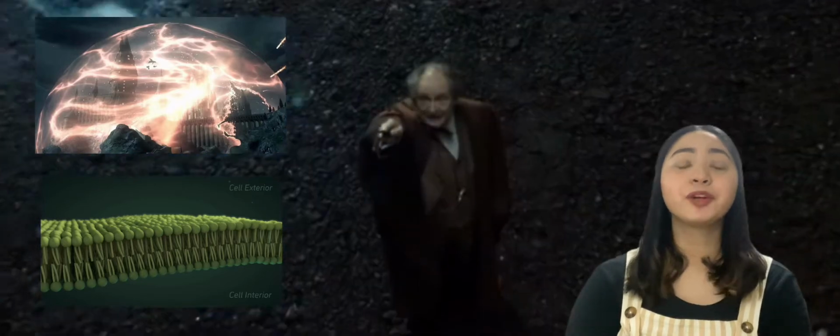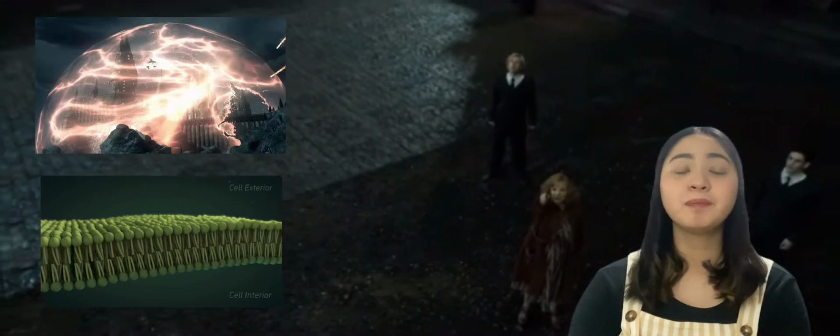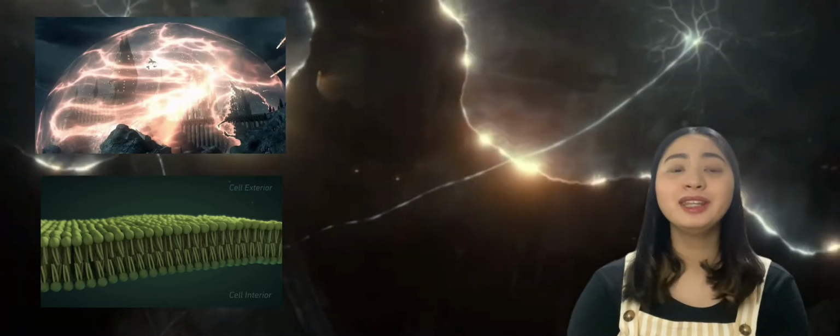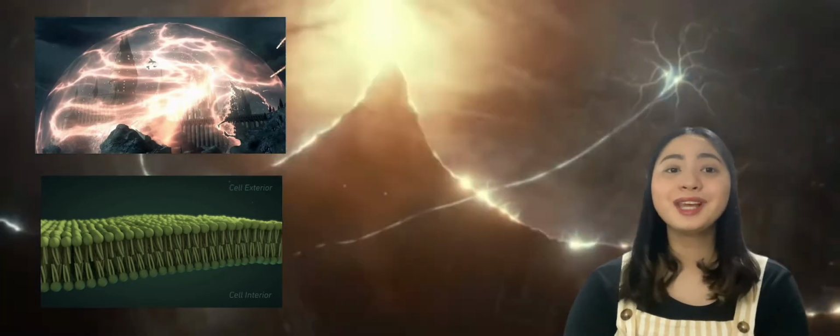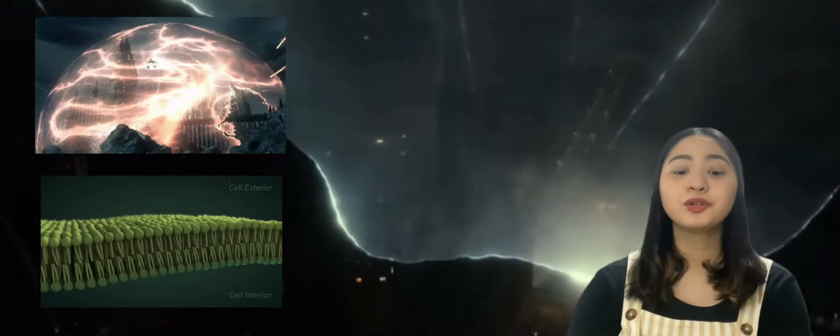So let's start. The cell membrane forms a boundary between the cell and the outside environment and controls the passage of materials in and out of the cell. Just like the magical barrier, it controls whoever goes in and out of Hogwarts to protect the castle.